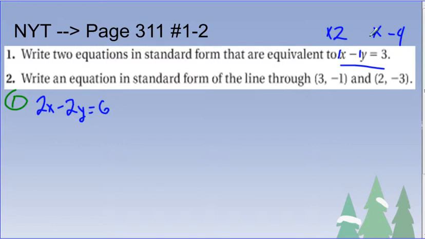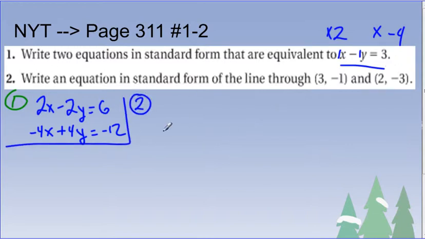Now I'm going to take everything and multiply by -4. So I'm going to get a -4x. A -1 times -4 is a positive 4y. And 3 times -4 is -12. There we go. These are both equivalent to that. There's number 1. Number 2.